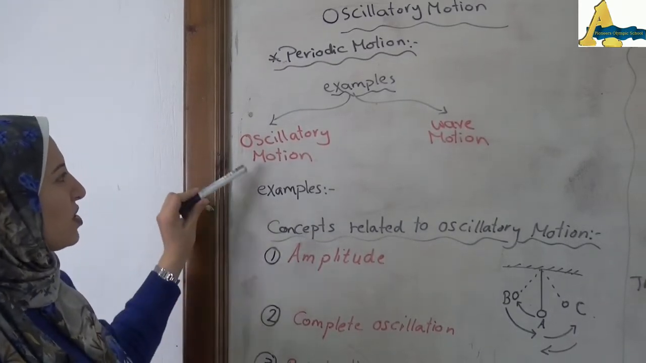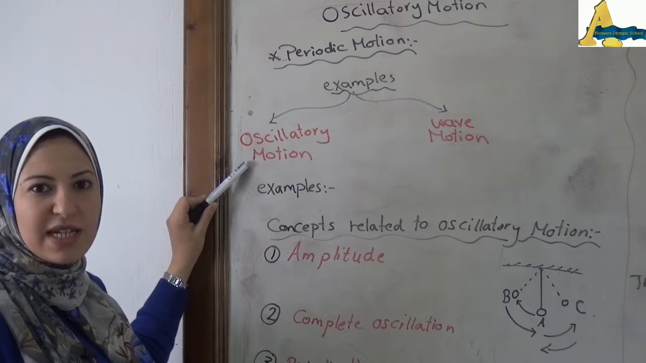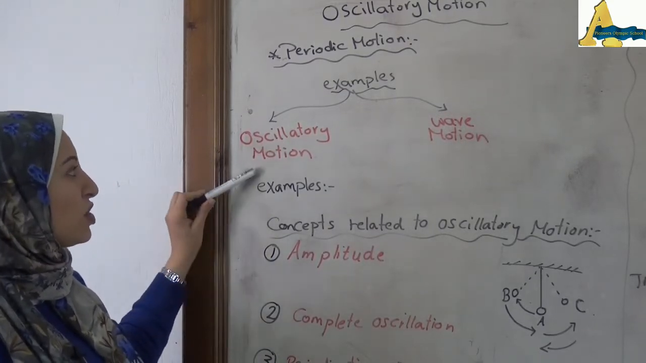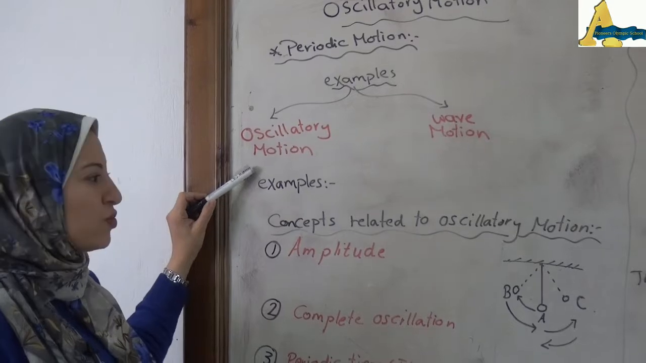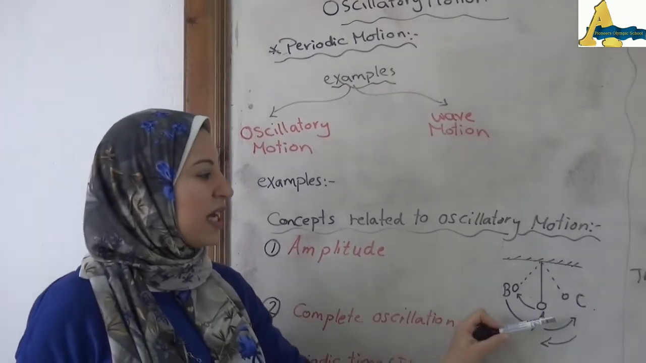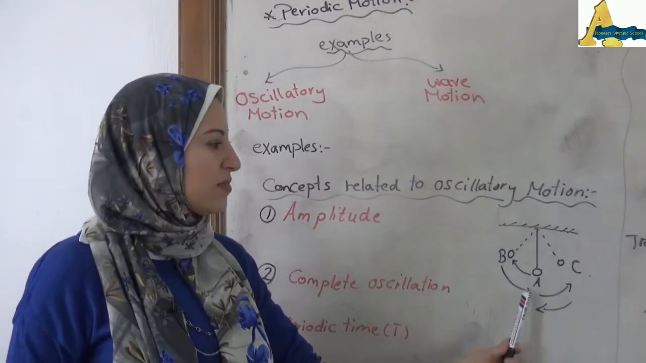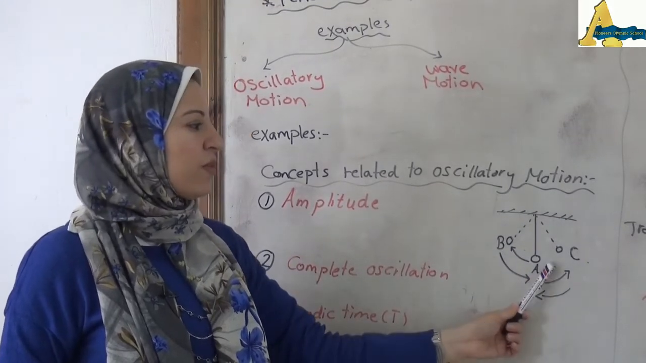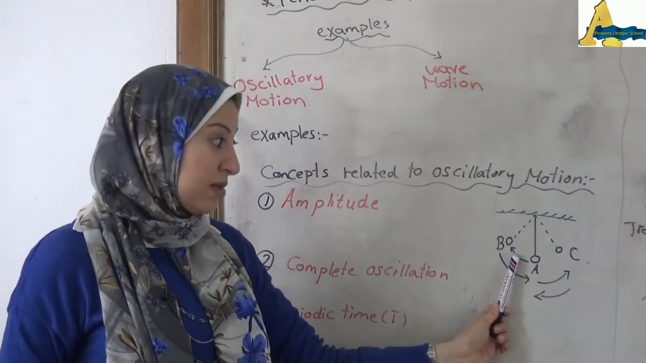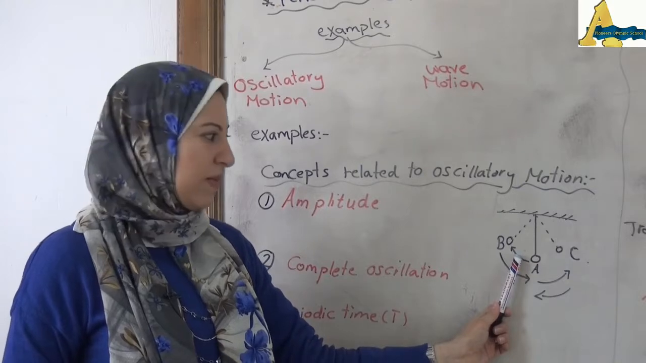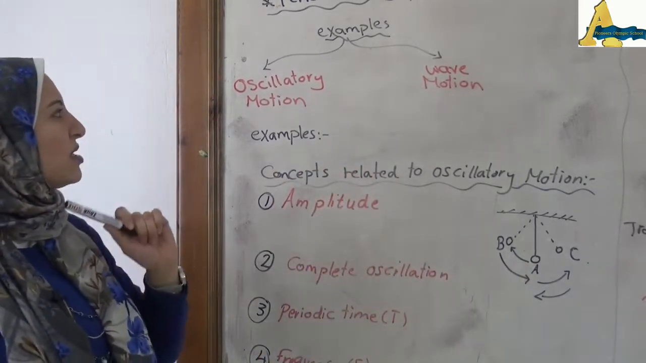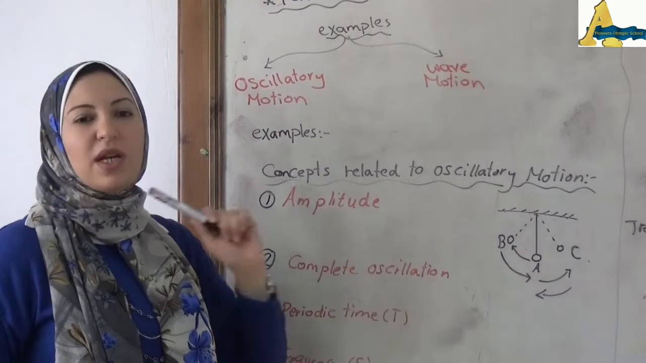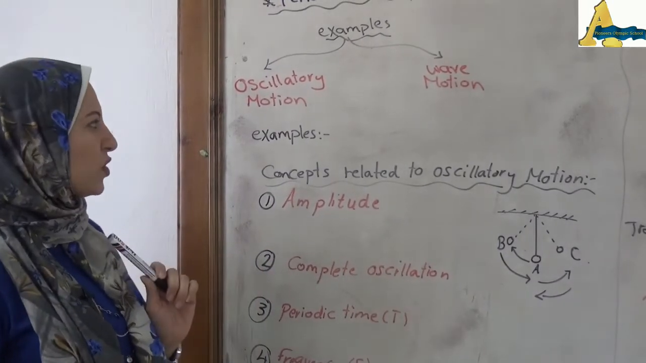And we said that the oscillatory motion is the motion of an oscillating body which moves around its rest point in equal intervals of time. So this is point A, the rest point of the oscillating body, and it moves around both sides of this rest point in equal intervals of time. Again, the oscillatory motion is the motion of an oscillating body as it moves around its rest point in equal periods of time.